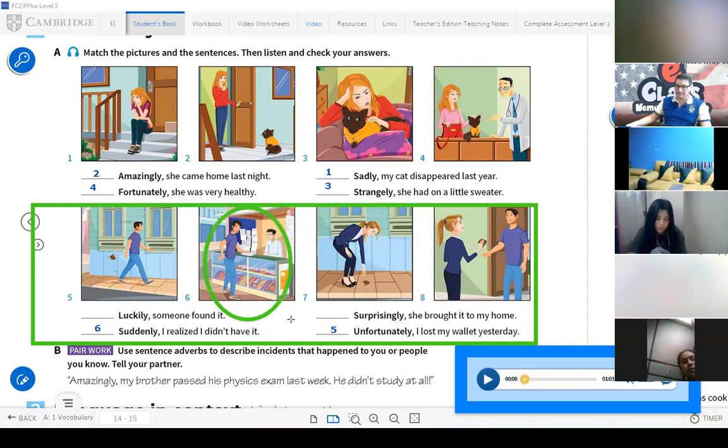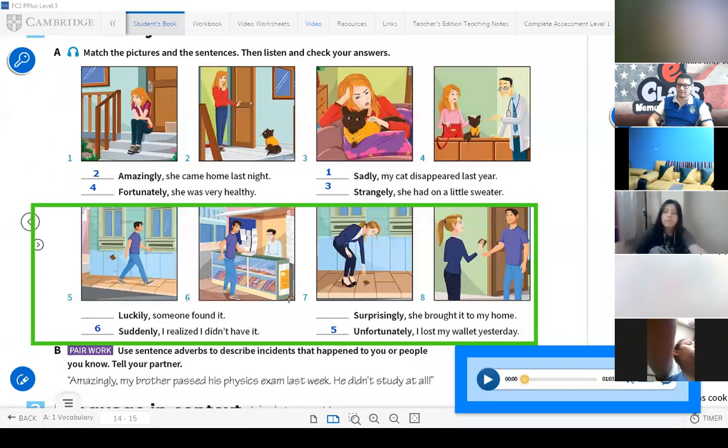Unfortunately, suddenly, what's next? What's number 7? What do you think? Sanchez, what's number 7? What do you think, Flores? What's number 7? What do you think, Dolores? What's number 7? Okay, Crispin, what's number 7?